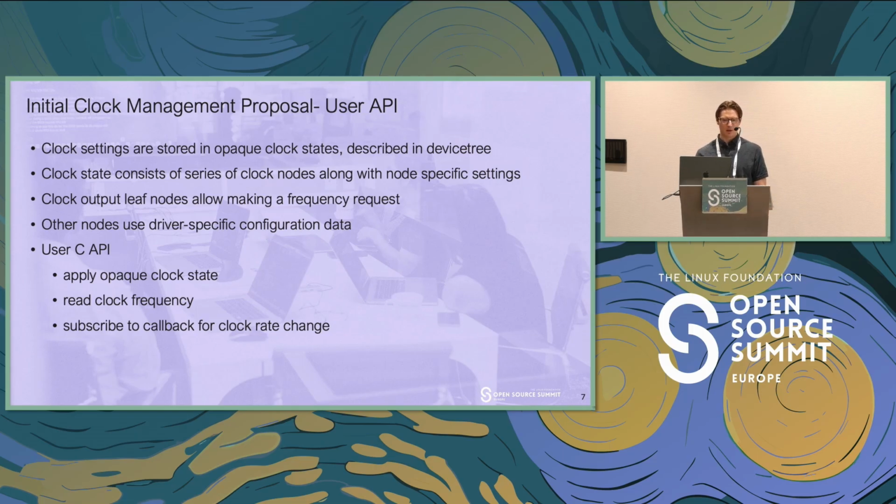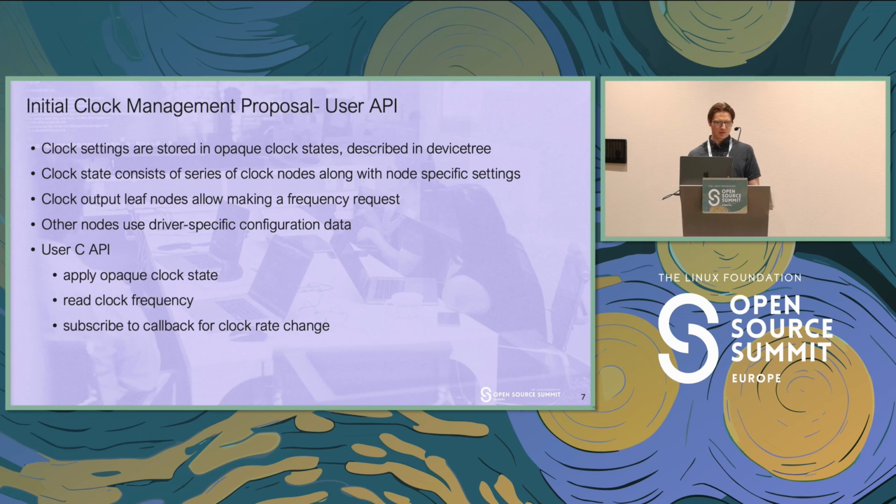The user API in the initial proposal. So clocks are stored in opaque clock states, I mentioned this, and they're described in device tree, and they have these node-specific settings. So essentially, if you imagine a vendor's clock tree, maybe you'll have a multiplexer and a divider, and each of those will have specifiers in the clock state that describe specific settings. So for the divider, it might literally be the value you're going to divide by. For the multiplexer, it could be which input you're going to select. This can get more complicated for things like PLLs. Maybe it's a set of registers you're going to write. The key point is that it's not a rate request, so there's not a bunch of code that you have to take the flash impact of to do that calculation.